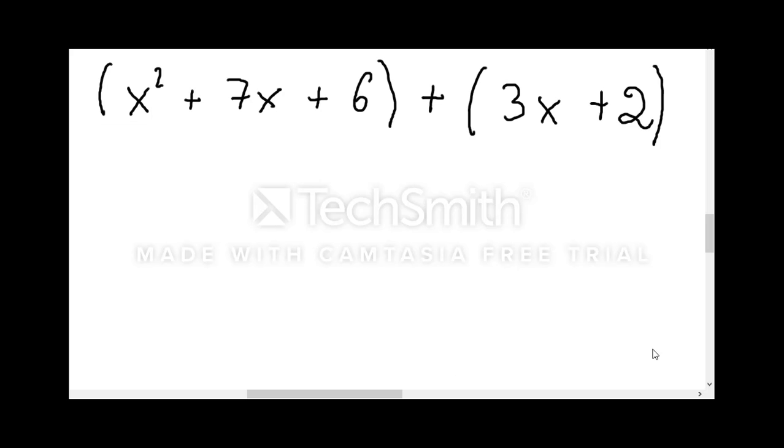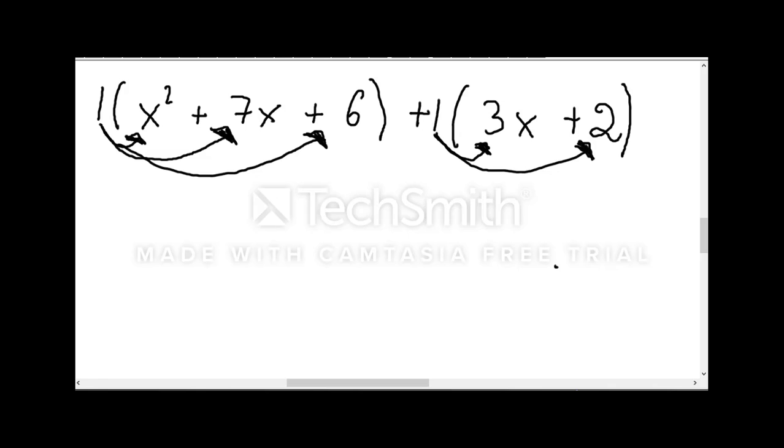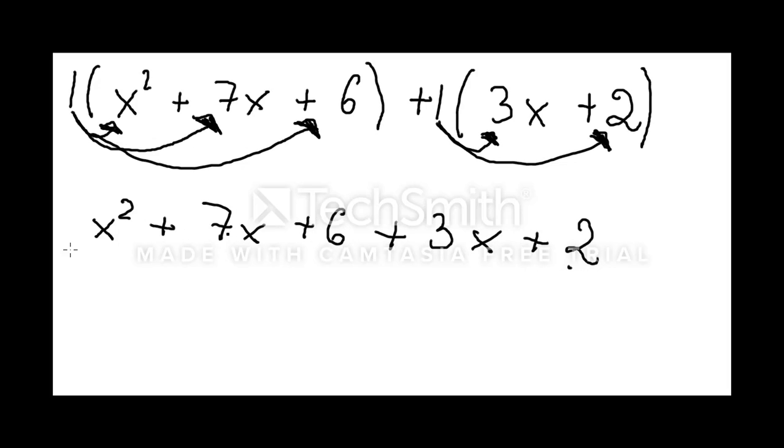So in the first example right here, I've got two polynomials I want to add, and notice they are in parentheses, so we need to get rid of them. Usually the way that I get rid of these parentheses is to think about there being a positive one out front of those, and we have to distribute the positive one to each term on both parts to get rid of the parentheses. So I'll simply have x squared plus 7x plus 6 and then 3x plus 2. This is where we now have to combine our like terms.